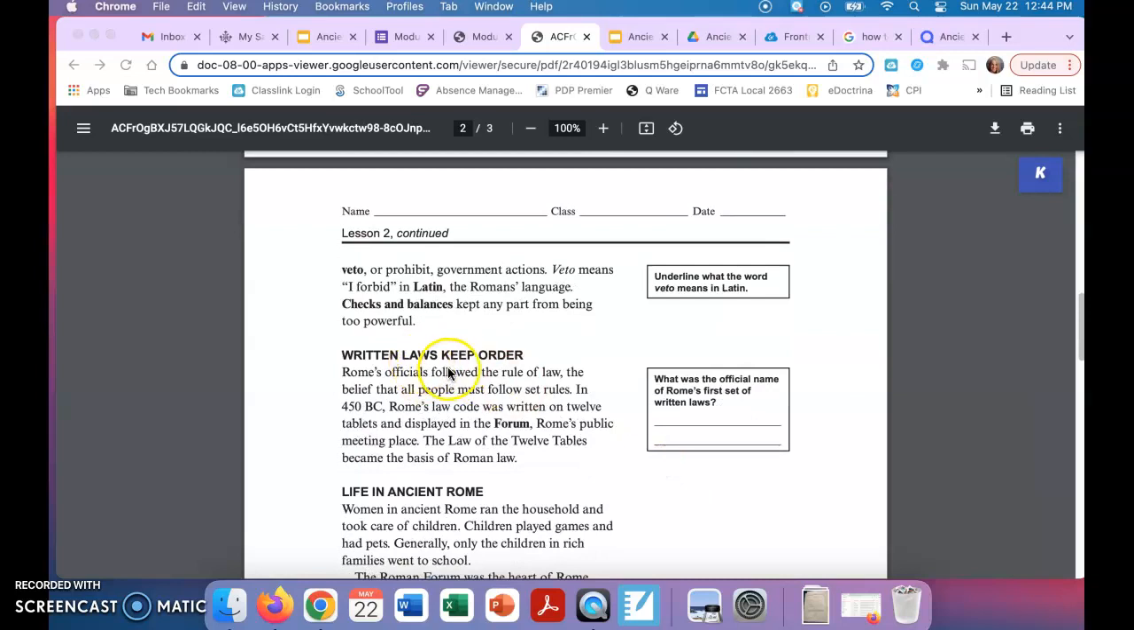Next section, written laws keep order. And the question you're going to answer is, what was the official name of Rome's first set of written laws? Rome's officials followed the rule of law, the belief that all people must follow set rules. In 450 BC, Rome's law code was written on 12 tablets and displayed in the Forum, Rome's public meeting place. The law of the 12 tables became the basis of Roman law. So what was that first set of written laws called? They became the basis for written law.